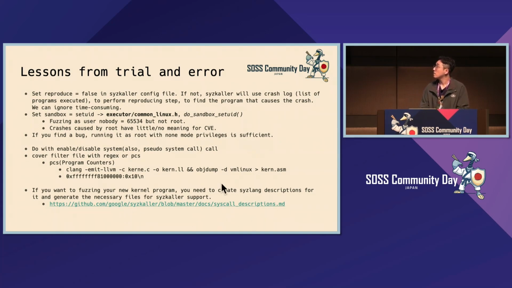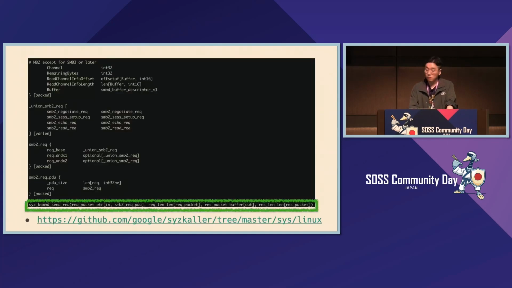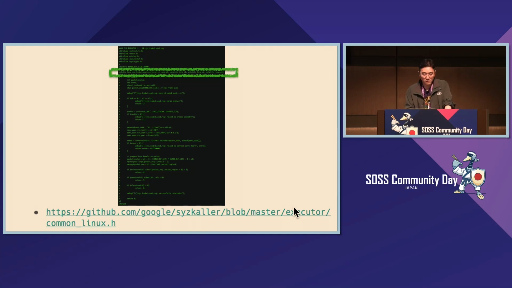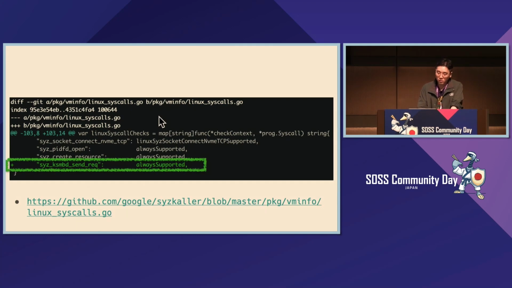This is important. Syzkaller needs syscall descriptions and pseudo system calls. So I made them for fuzzing the KSMBD subsystem. So syz-ksmbd sends the request, and Syzkaller will mutate this input here, and this pseudo system call takes the mutated argument from Syzkaller. This is the C code that maps to this. And I added a pseudo system call in the linux sys_linux.go file in Syzkaller.